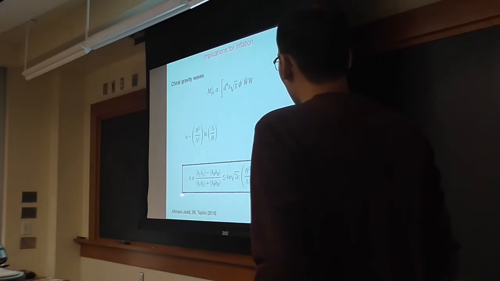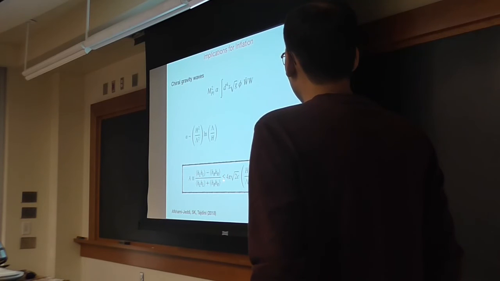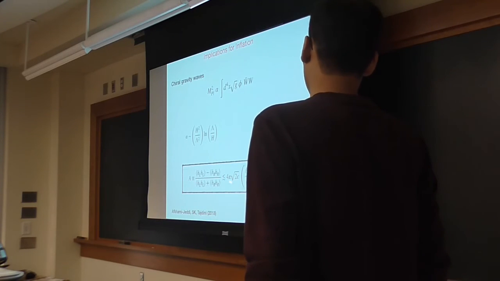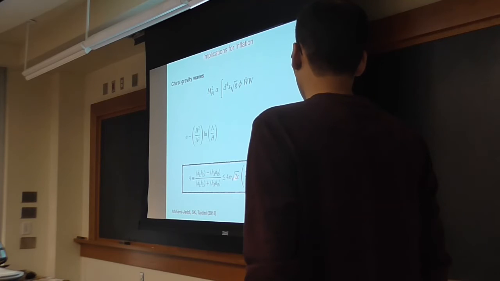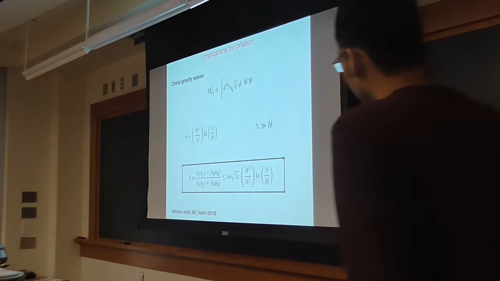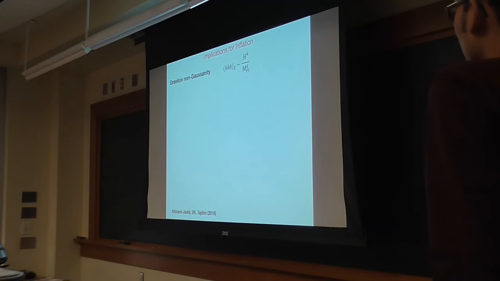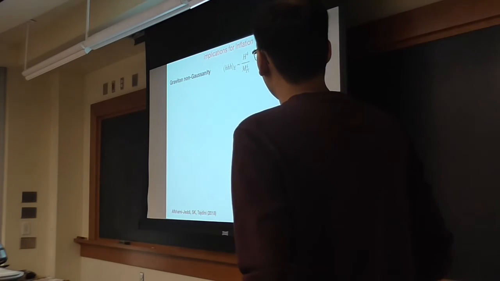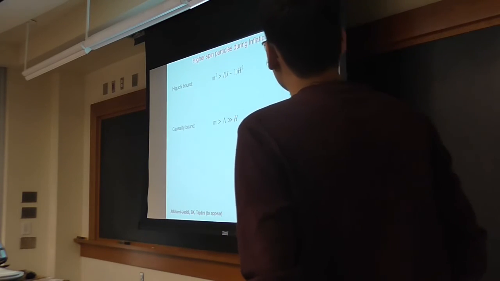The amplitude of chiral gravity waves is proportional to this alpha. So all these causality bounds are telling you this A cannot be very large. It is suppressed by, first of all, the slow-roll parameter and also by this number which is very, very small. Similarly, you can also constrain graviton non-Gaussianity, but let me move on to something more interesting.